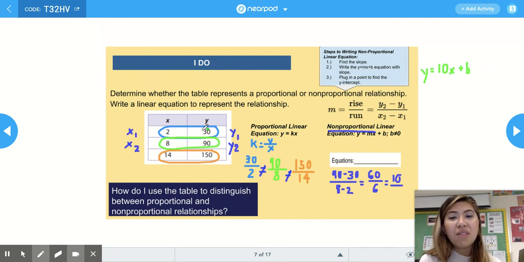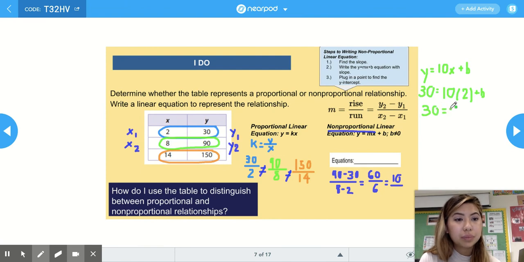So our y value is 30. So I have 30 is equal to 10 times our x value, which is 2, plus b. So now I have 30 is equal to 10 times 2 plus b. So 10 times 2 is 20. And so I have 20 plus b is equal to 30.